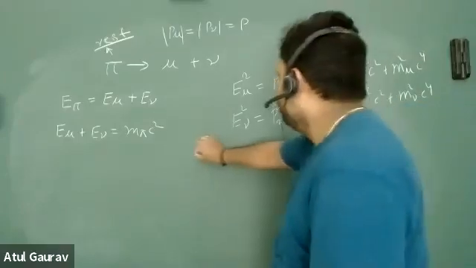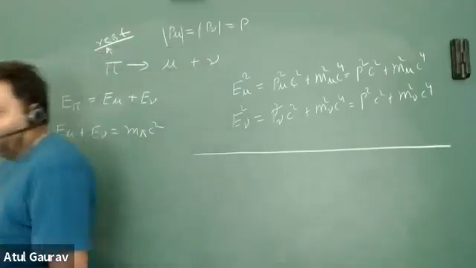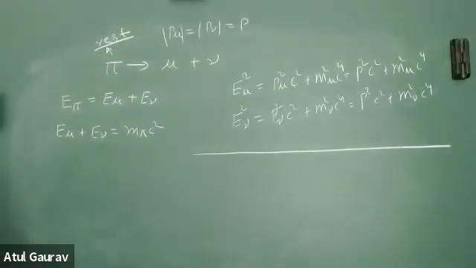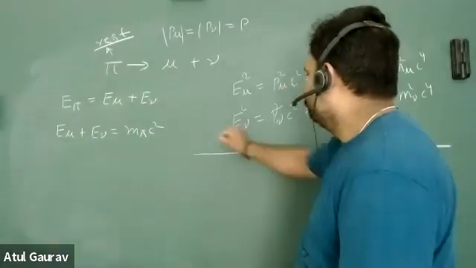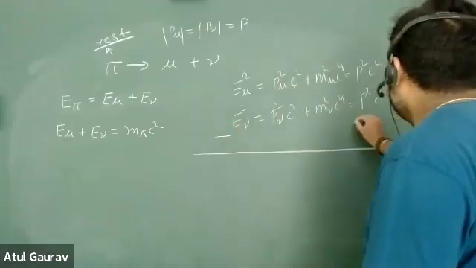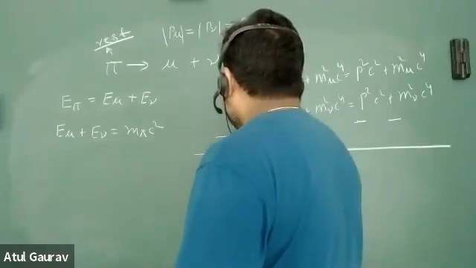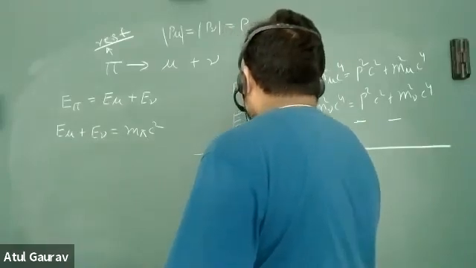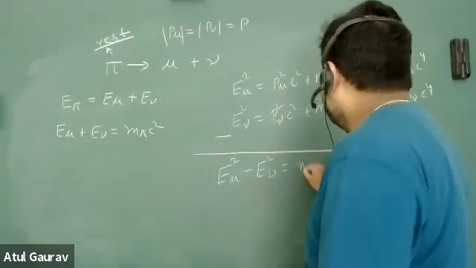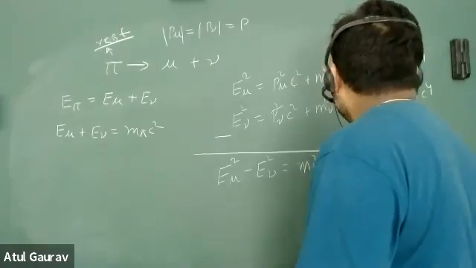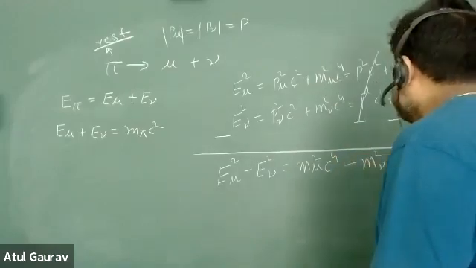So how will you remove PC? How will you remove P? Can anybody give the answer? Subtracting the two equations. Very good, very good. So we are just going to subtract these equations. When we subtract, what you will have is E mu square minus E nu square, and this term is going to cancel out, and we have M mu square C4 minus M nu square C4.